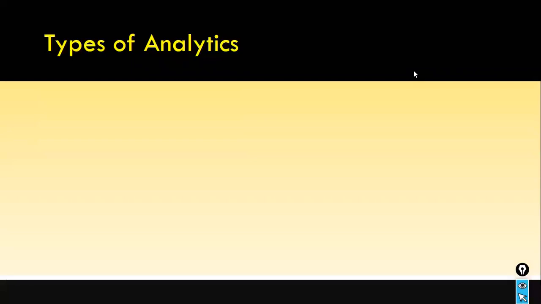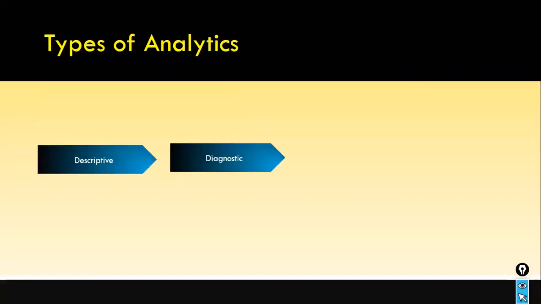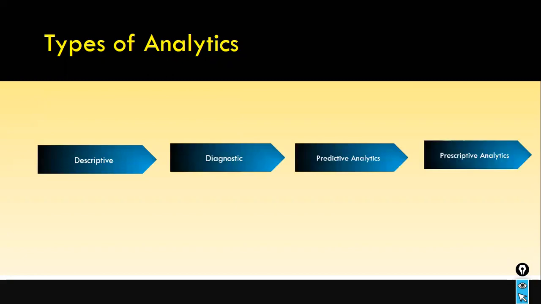Next, we will take a look at the different types of analytics. The first is descriptive analytics, and the other one is diagnostic analytics. The next one is predictive analytics, and we also have something else called prescriptive analytics. What is descriptive analytics? As part of descriptive analytics, we are very particular about what has happened in the past. It helps us find out what has happened in the past.